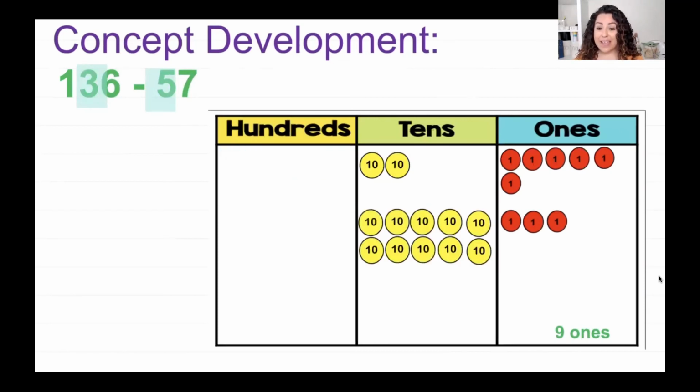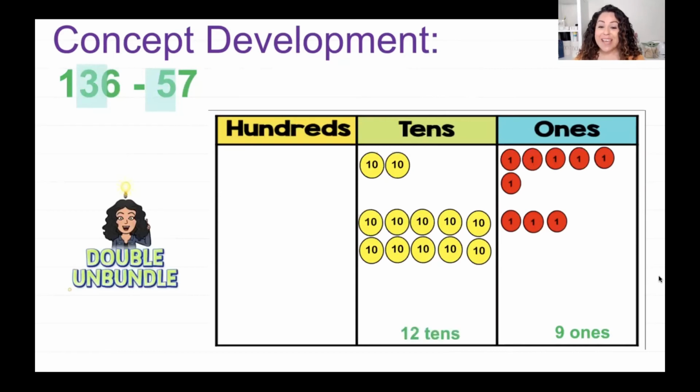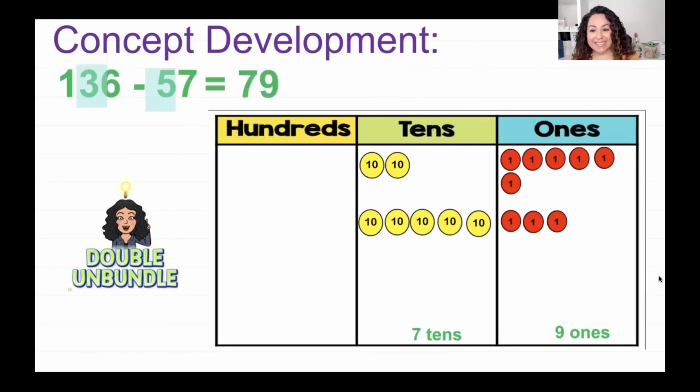And now I have a double unbundle. So I have 12 tens. I need to subtract 5. So do I have enough now? I do. So let's go ahead and take away 5 tens, and that leaves me with 7 tens. I don't have any hundreds left, so I'm done with my problem. So 136 take away 57 equals 7 tens and 9 ones, or 79.